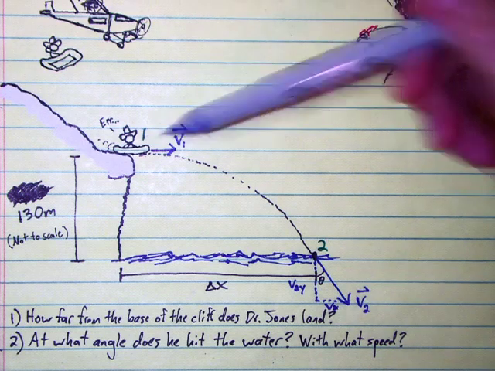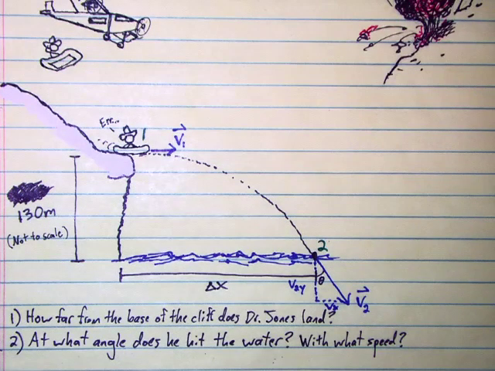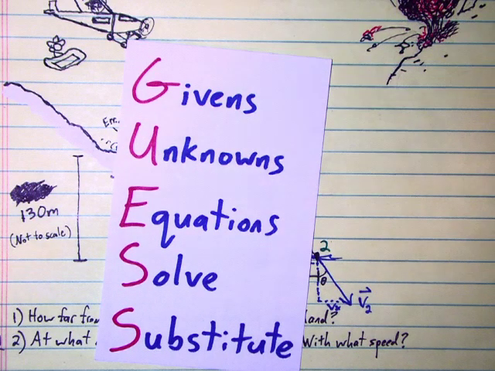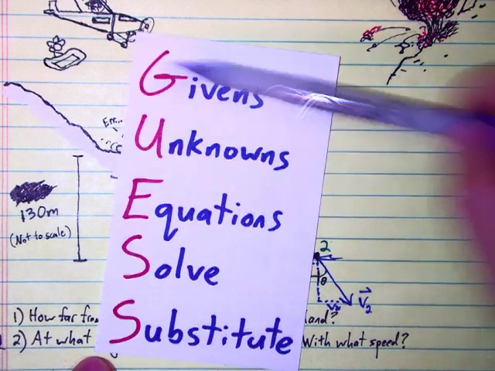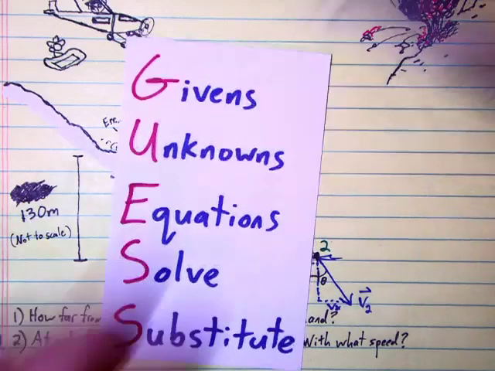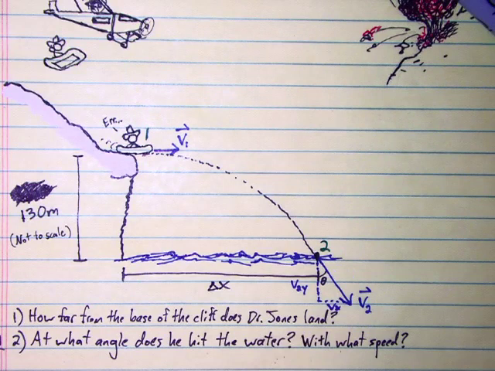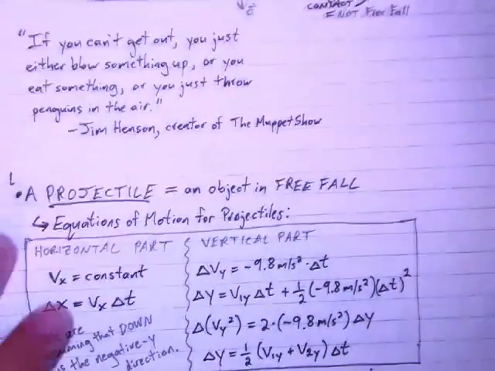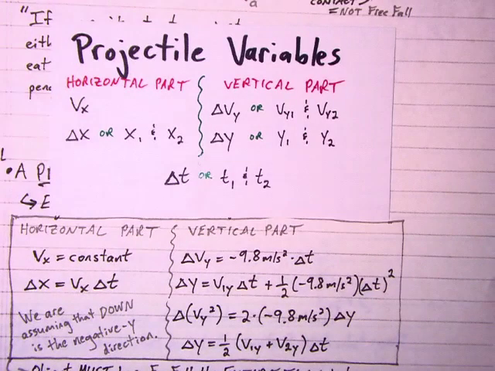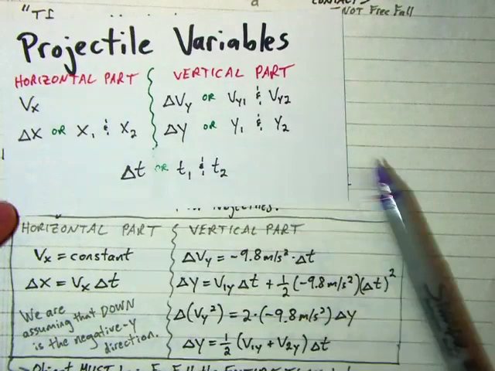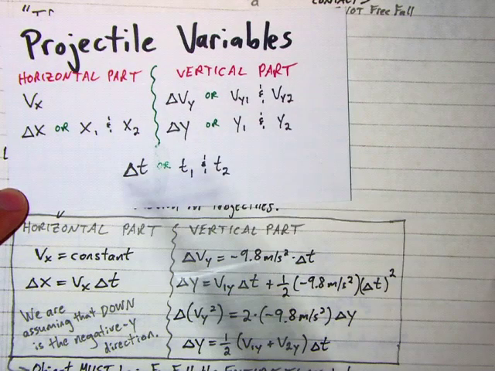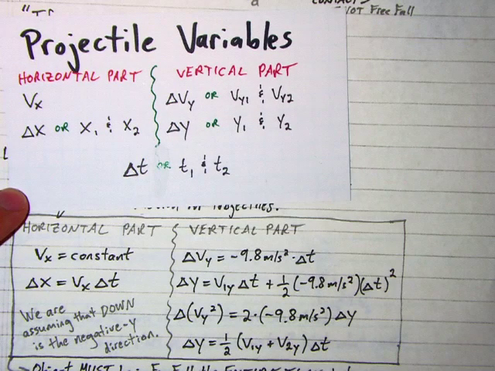Okay, so we've identified our moments and some variables. Now we go back to the trusty GUESS procedure for setting up our information. Sort of setting up what we know, deciding how we're going to proceed, and then proceeding. So, starting with our givens and unknowns. Our projectile equations here have the following variables in them. These are the variables we're going to be looking for to decide which are our givens and which are our unknowns, the horizontal part and the vertical part, and remember that time is the bridge between the two.